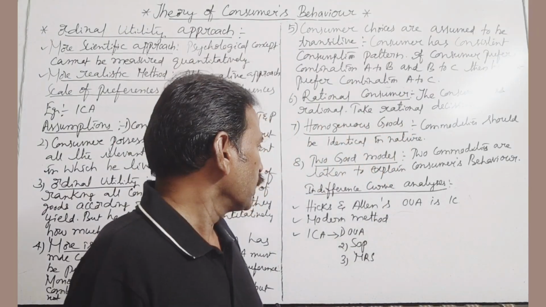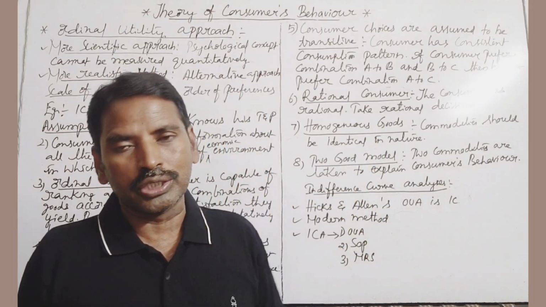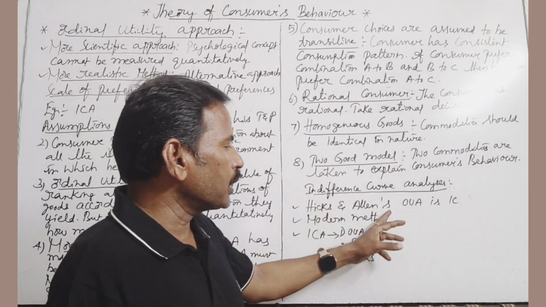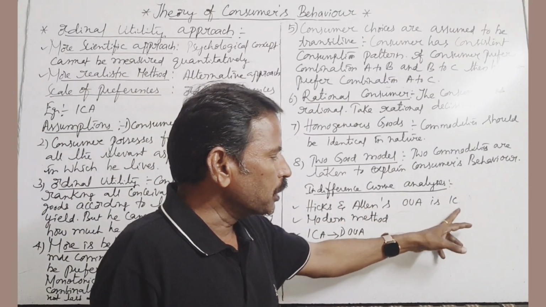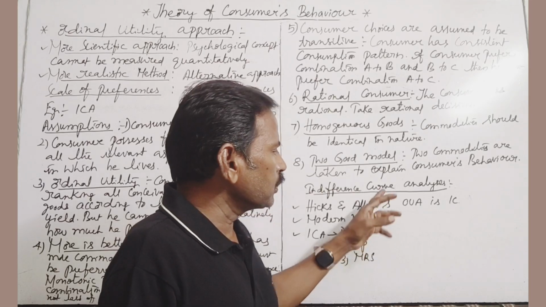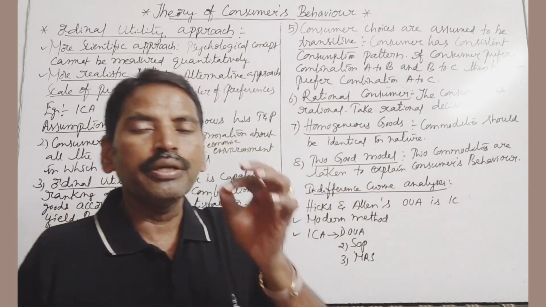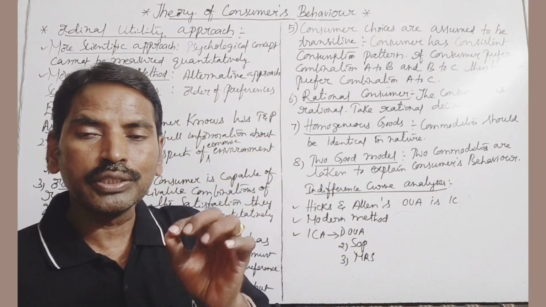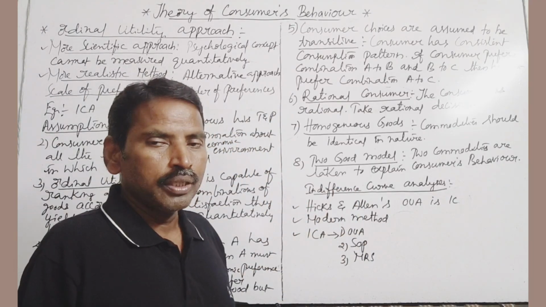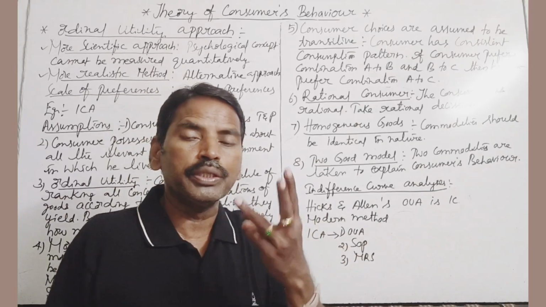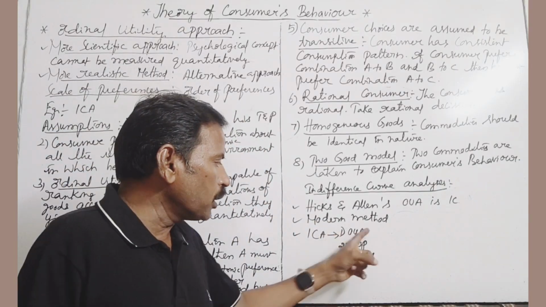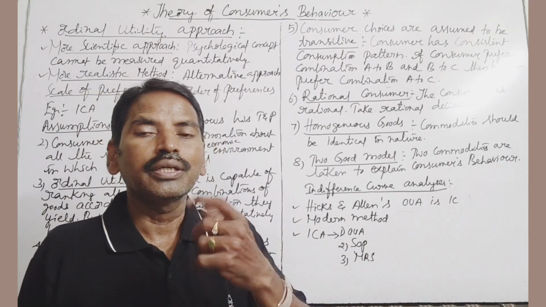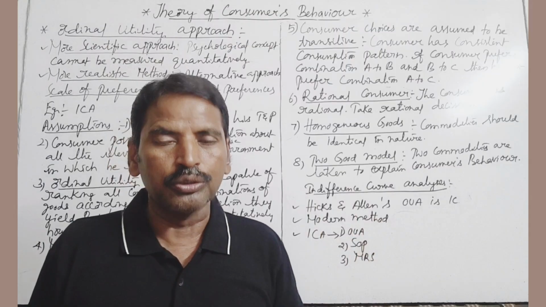Next, coming to the introduction to indifference curve analysis. Hicks and Allen's ordinal approach is indifference curve analysis. It is a modern method. Indifference curve analysis mainly depends upon three things. One is the ordinal utility approach. Second is scale of preference. Third is MRS, marginal rate of substitution.